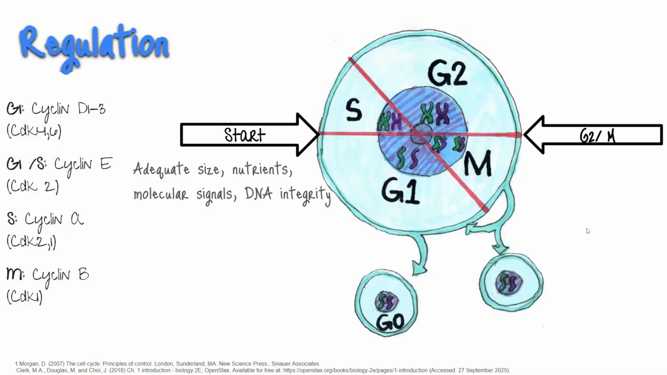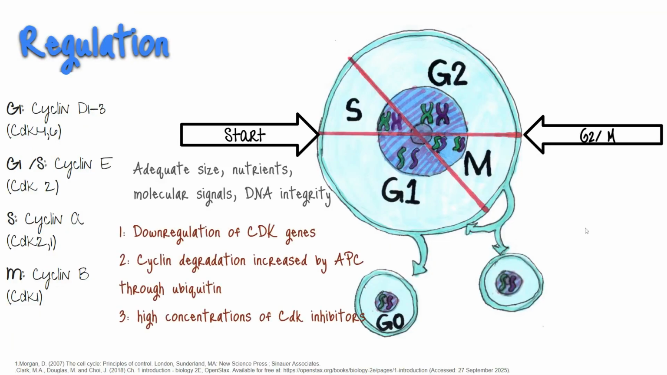There are three mechanisms in which progression to S is inhibited. Number one, downregulation of CDK genes. Number two, rates of cyclin degradation is increased by anaphase promoting complex, or APC, through addition of ubiquitin. Number three, presence of high concentrations of CDK inhibitors in G1.